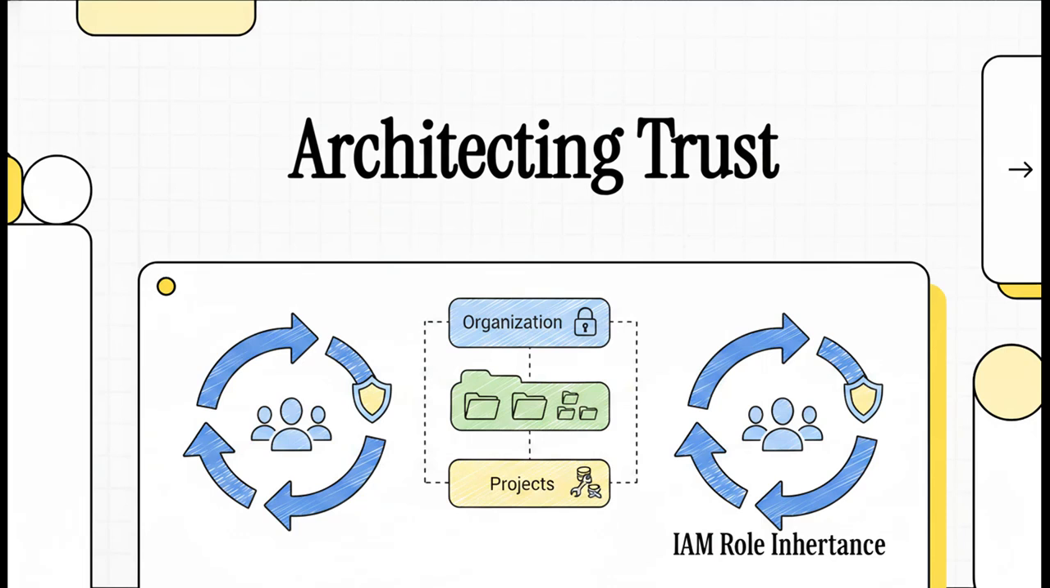I am absolutely thrilled you're joining me today because we're going to master something that is literally at the very core of a secure cloud environment, architecting trust within Google Cloud. By the end of this explainer, you're going to have a rock-solid understanding of Google Cloud's resource hierarchy, exactly how IAM role inheritance works, and how to apply this knowledge to fundamentally lock down your own environments.